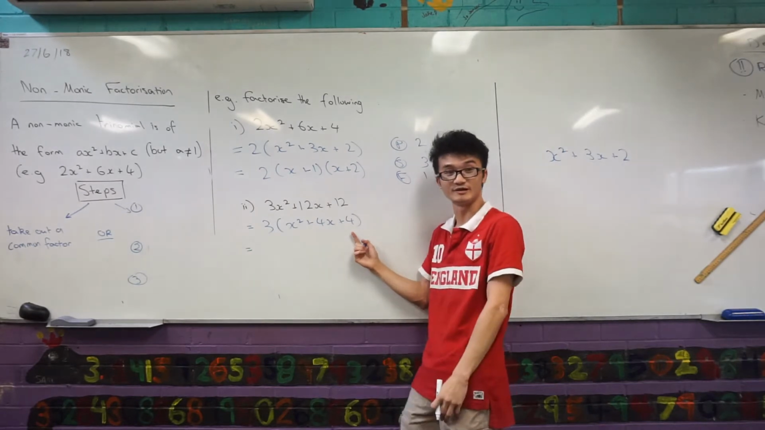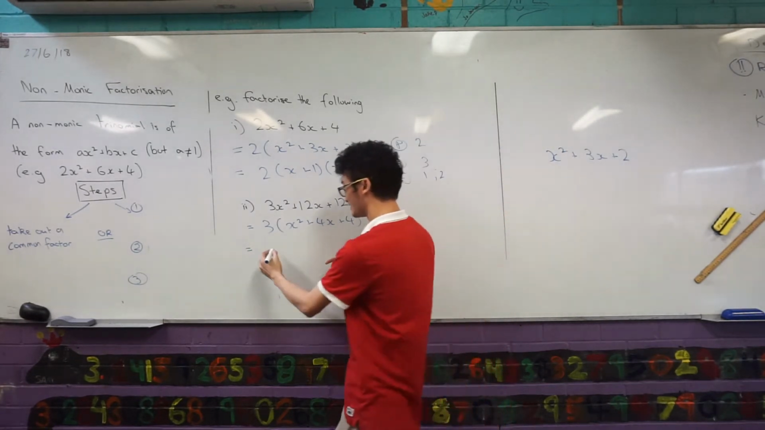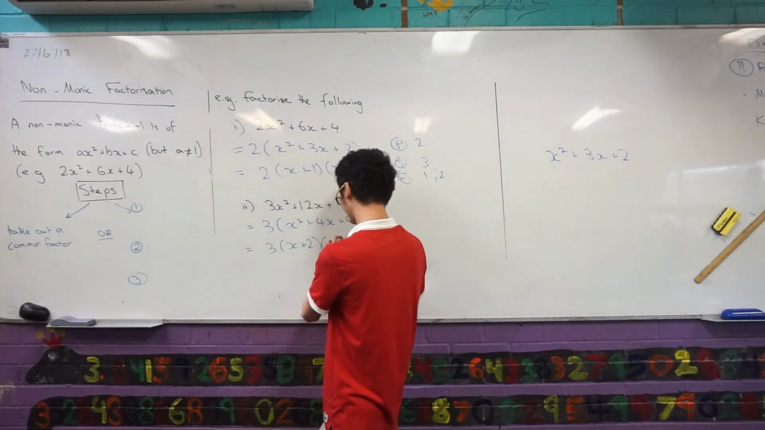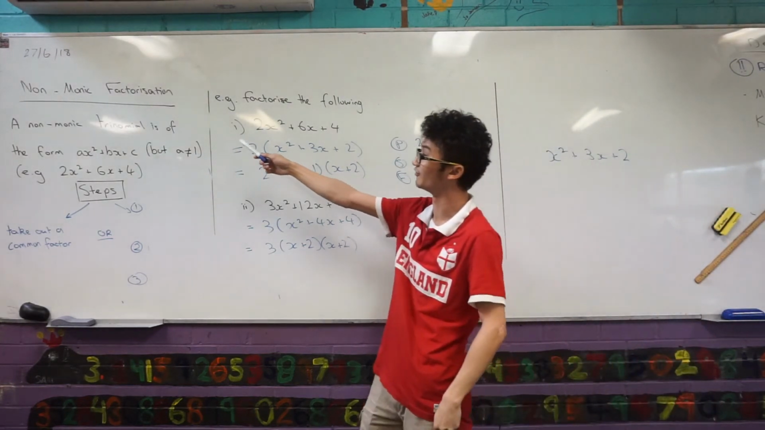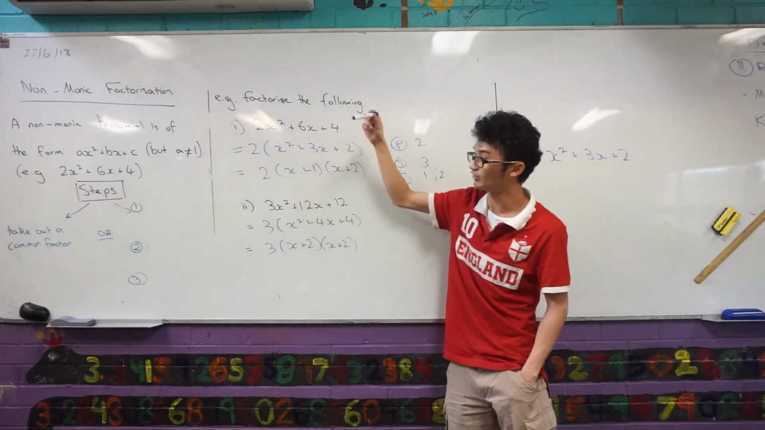I need two numbers that multiply to 4 and also add to 4. 2 and 2, yeah. That's going to be 3 outside of (x plus 2)(x plus 2). So nothing too complicated there, right? That's our first method of non-monic factorization. When I have a number out in the front there, I want to look for what's in common.